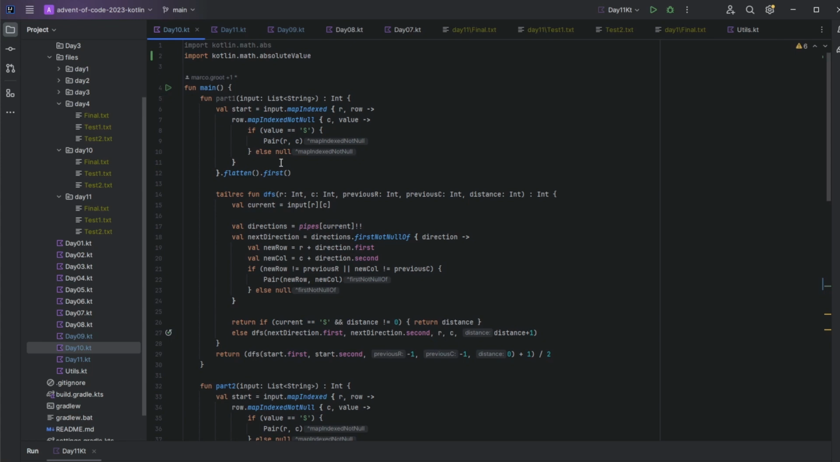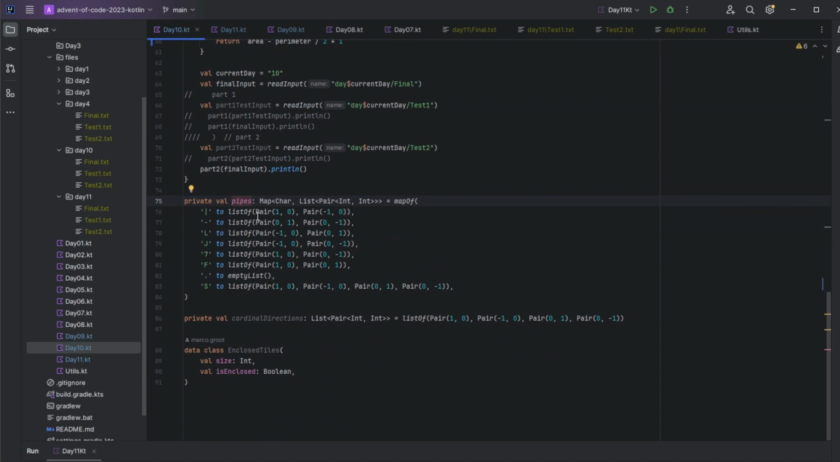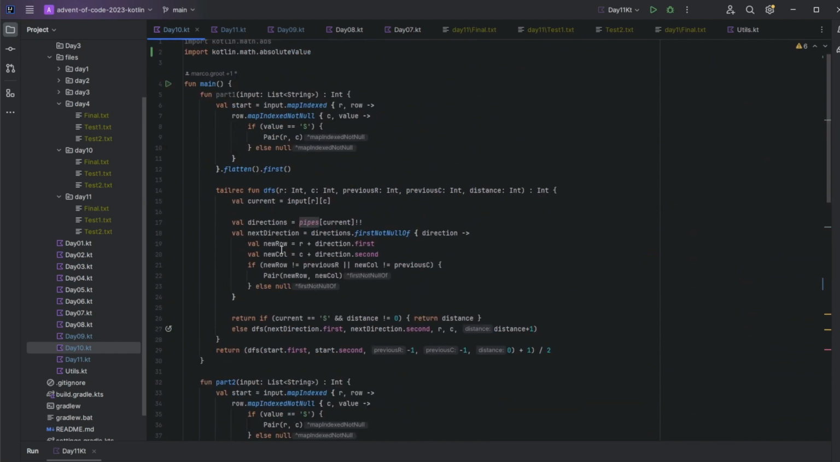Since we're traveling in a loop, I just started at the start point and said you can't go back the way you came. So eventually you're going to get back to where you started if you follow the DFS. I got the start point, and then I perform this DFS, and you can see I go into this pipes map and get a list of the directions where it's possible to go based on the shape of the pipe. There can only be one direction we can go if it's a loop. So we get the first not null direction that isn't the previous direction, and then we go that direction.